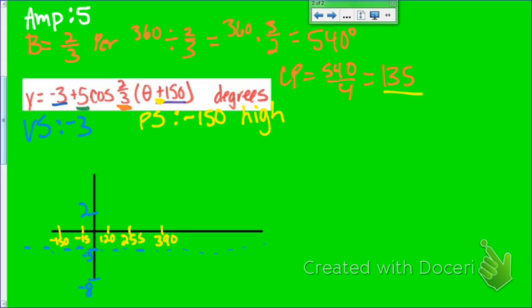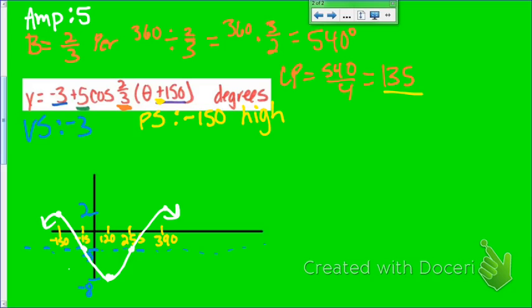Once I have my axes all marked, I'm going to draw my graph. I'm starting off at negative 150. It's cosine, so I have a high point. My next critical point is in the middle. It is not on the x-axis, it's on the middle. And then my next critical point is not the y-axis, it's 120. That's a low point. If I wanted more cycles, I would just continue this graph. But there is one cycle of that graph.